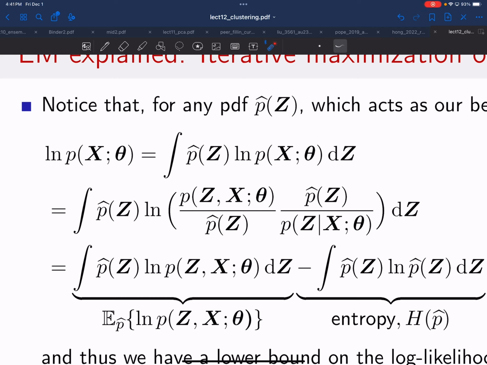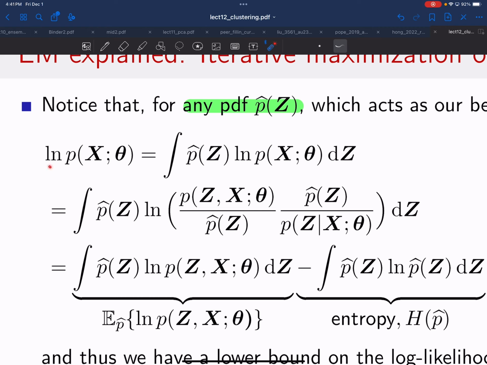Now let's take a belief about some hidden variable z. And I'm going to call that belief p hat z. And this can be anything. It's any valid PDF on z. Doesn't matter what it is.